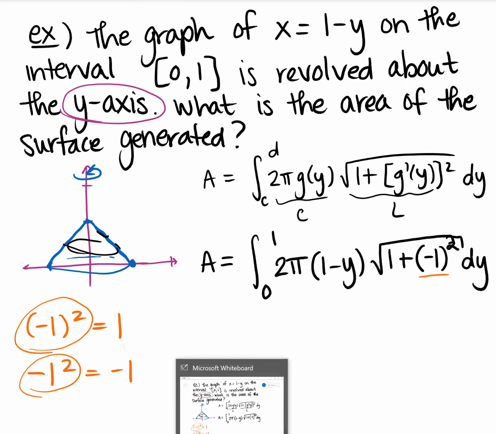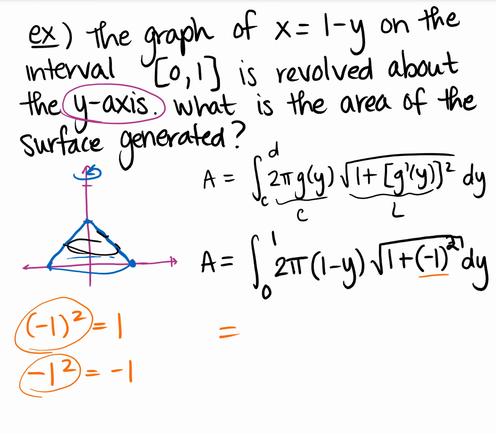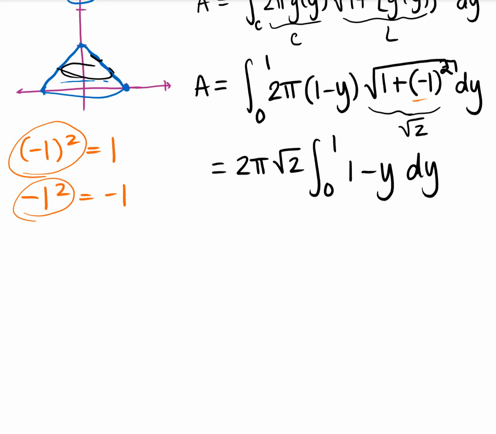All right, so let's finish up. Almost done here. This should be pretty easy because the derivative is just a constant, right? So this all right here is just the square root of 2. So I can bring out 2 pi root 2 on the outside, the integral from 0 to 1 of 1 minus y dy. And now I'm ready to go here.